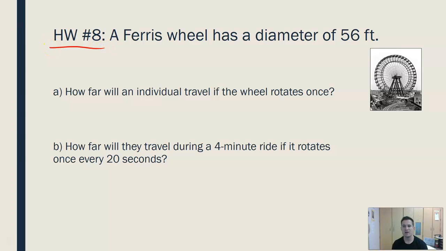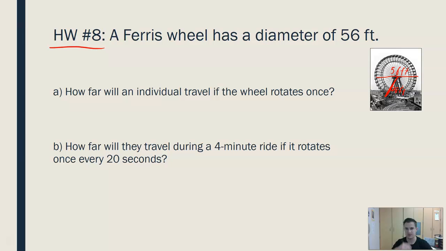It says a Ferris wheel has a diameter of 56 feet. So here's this big old Ferris wheel. I don't know exactly where this is. This looks kind of old school. But it says the diameter, oh, that was a really good diameter. The diameter of this Ferris wheel is 56 feet, which would mean that the radius of this Ferris wheel is half of that, or 28 feet.